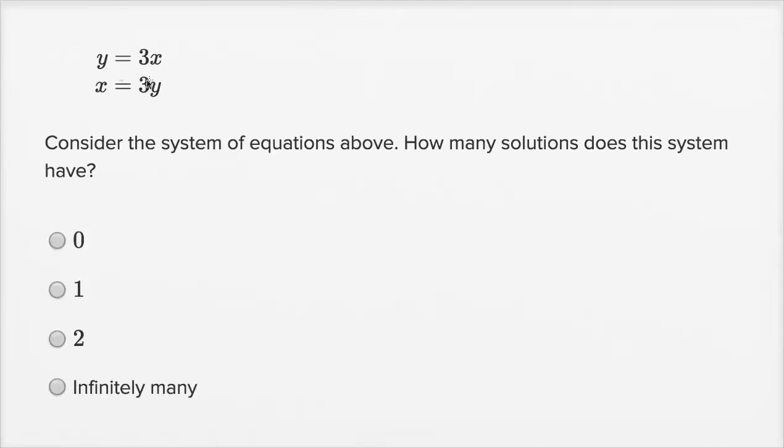y is equal to 3x, x is equal to 3y. Consider the system of equations above. How many solutions does this system have?